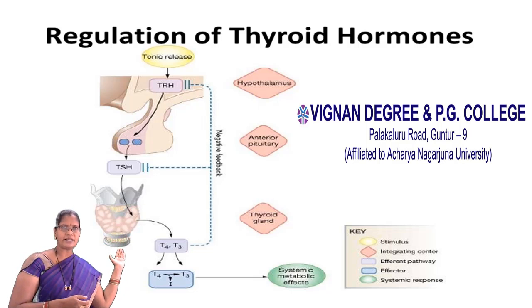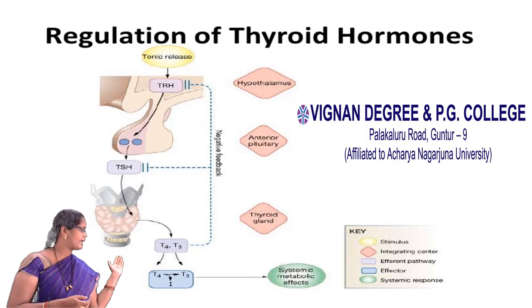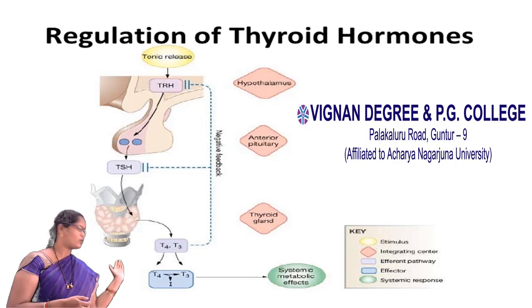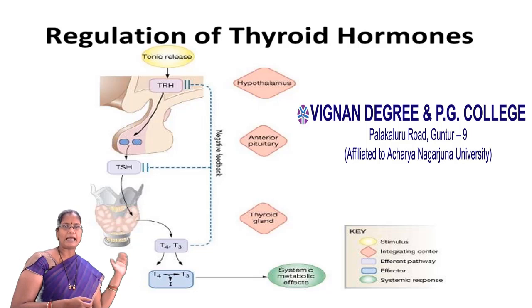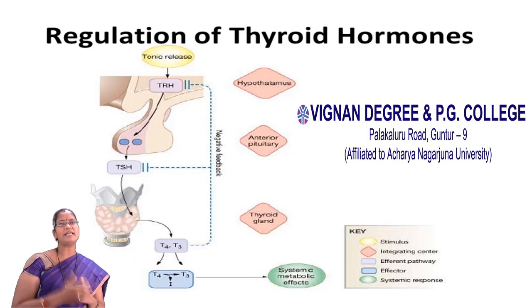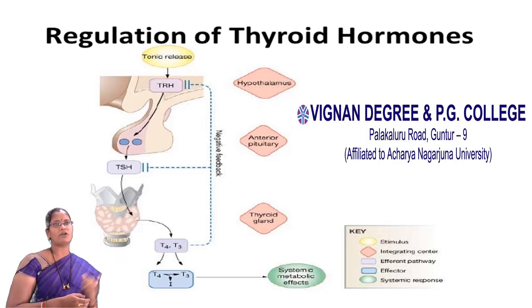the thyroid stimulating hormone. As a result, this will act on the thyroid gland and it secretes T4 and T3 hormones. T4 can be converted into T3, and thus T4 and T3 hormones show systemic metabolic effects. So mainly the hypothalamus, anterior pituitary gland and chronic release will stimulate the thyroid hormone release. So this is the regulation of the thyroid hormones.